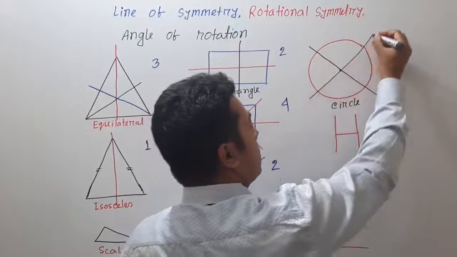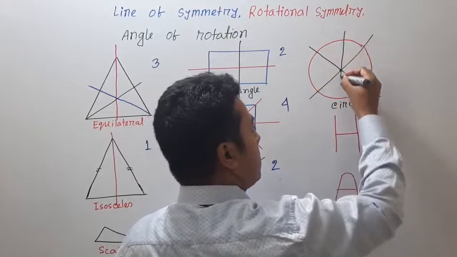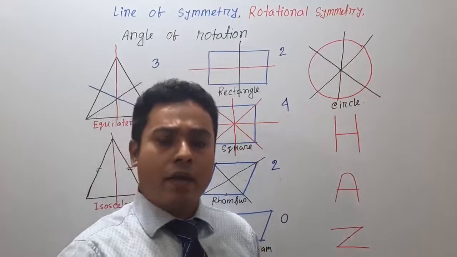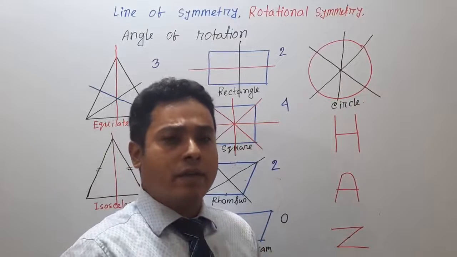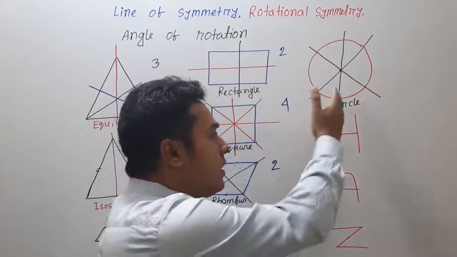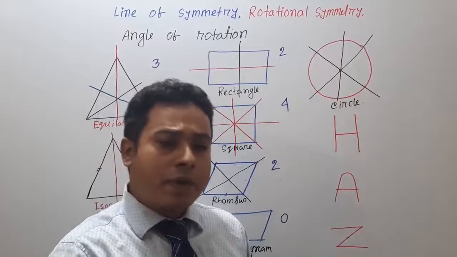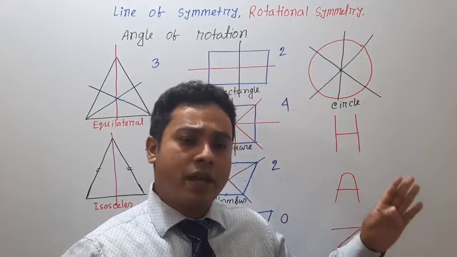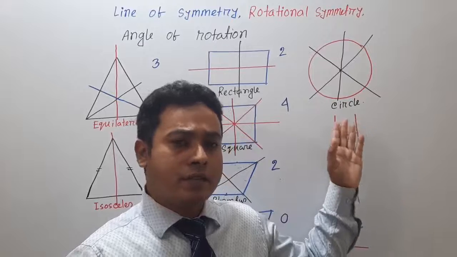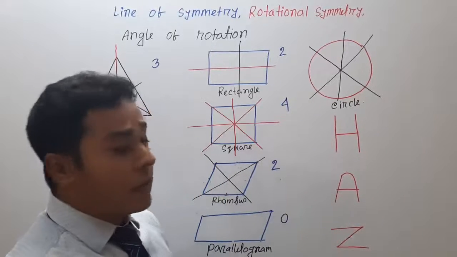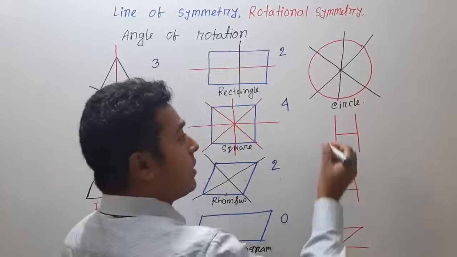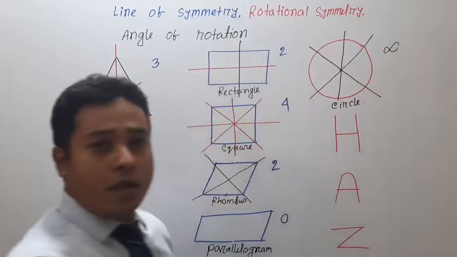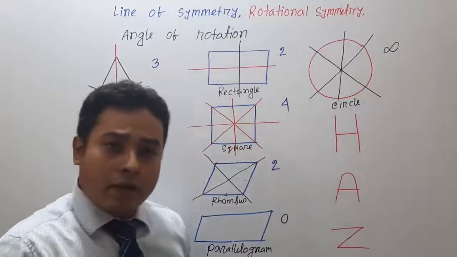Okay, for the circle, if a line is drawn through the center, this half exactly overlaps the other, and according to this way it also overlaps. So any line passing through the center is a line of symmetry. So the circle's number of lines of symmetry is infinity. That means not countable.